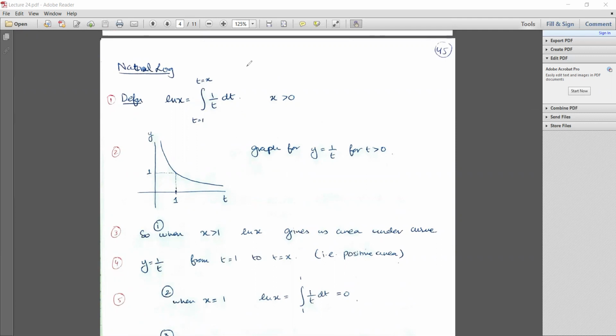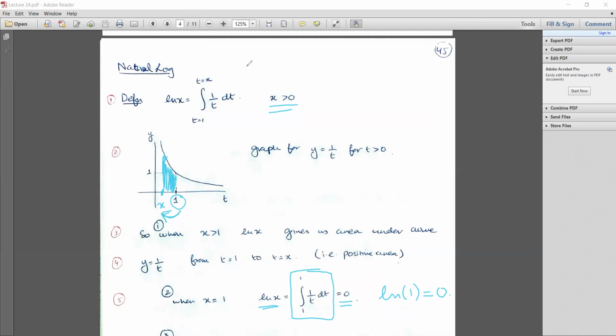What about when x is equal to 1? Then the natural log of x is just the integral of 1 over t from 1 to 1, which is 0. So the natural log of 1 is equal to 0. And what if x is less than 1? It's still positive, but what if x is some number here? Then it's this shaded area, but now going from 1 to x in this direction.